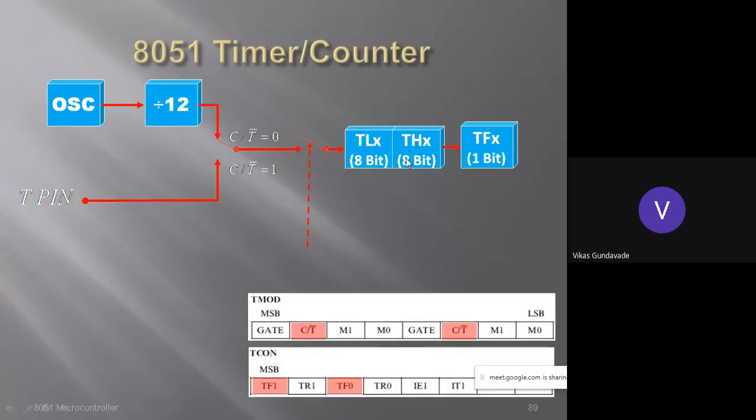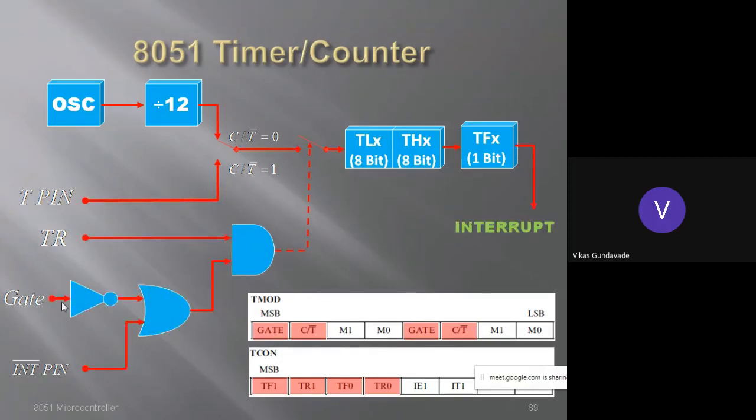Okay. Now here all these timers are enabled when the gate bit is 0. What is the function of this gate? Every timer or counter needs to be started and stopped. Starting and stopping of the timer can be done either by software programming, or by using external hardware. When we are using software, the gate bit should be 0, and when we are using external hardware, then the gate should be 1.